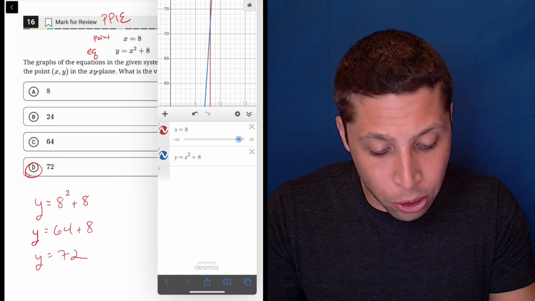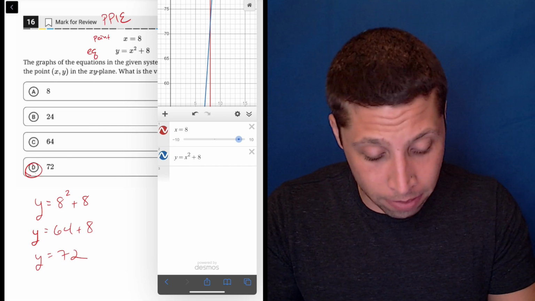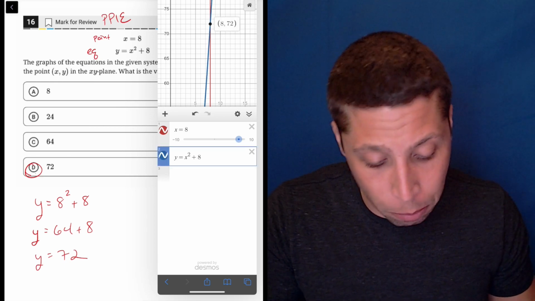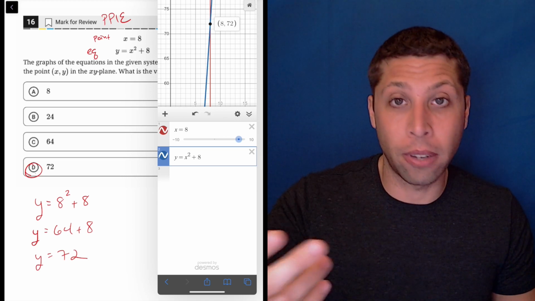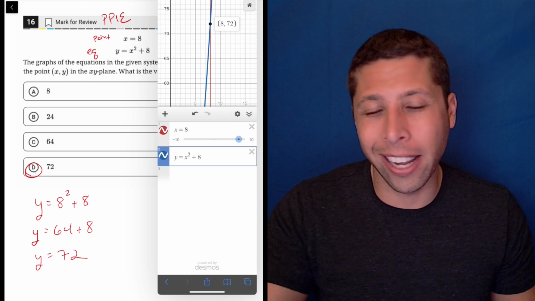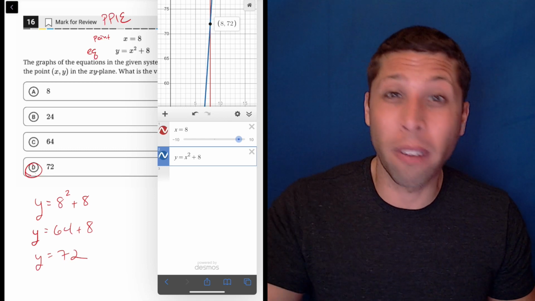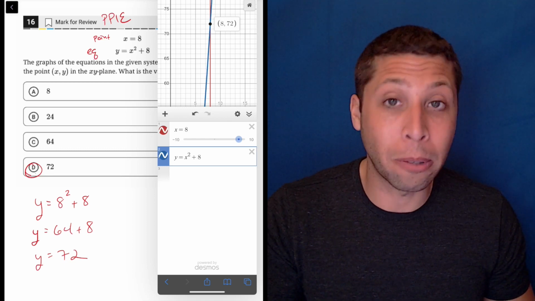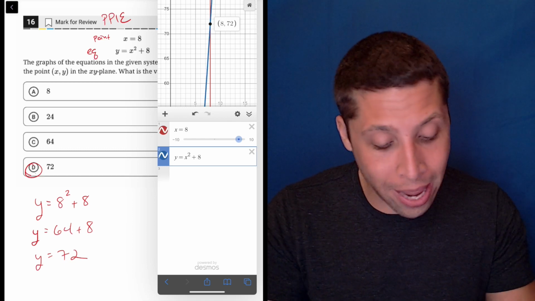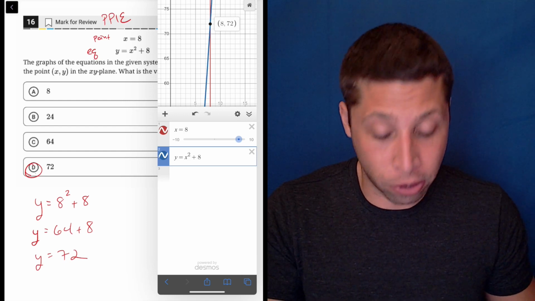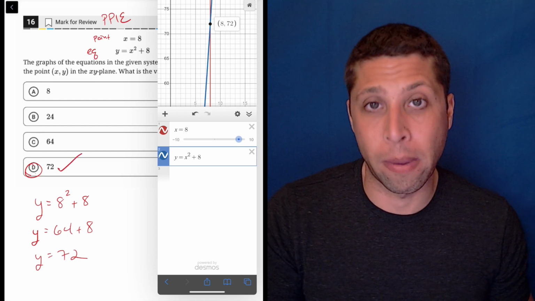But where they do intersect, you don't need to estimate it. Just click it, tap it. And if it's a point of intersection for a simple graph, like a parabola, a line, something that's kind of straightforward, doesn't involve a radical or anything, you're going to be able to just tap it and it'll show you the point. So (8, 72) is the point of intersection. So now we have even more confirmation that D was right.